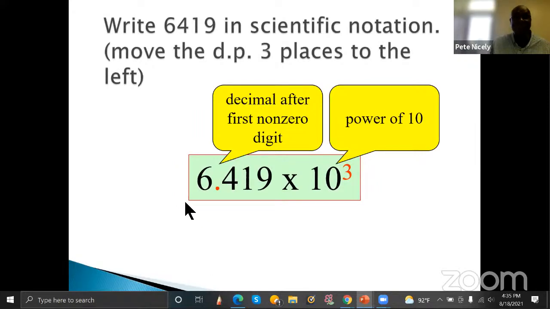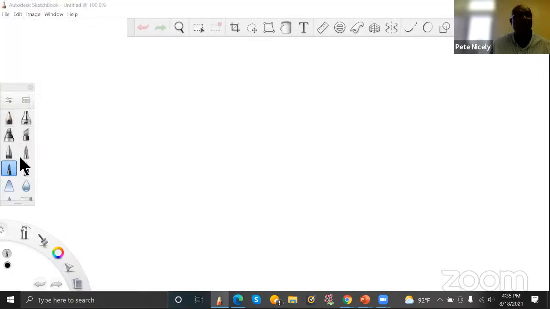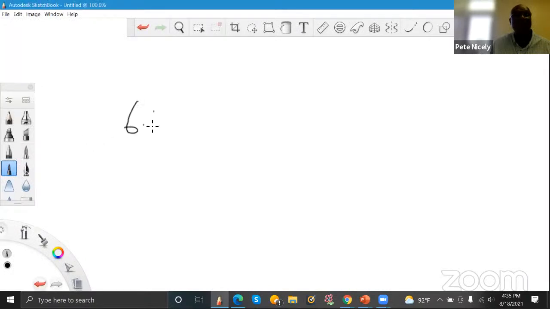So let me just state what I was about to write. This number here, the 6.419, this is called the coefficient. So you may want to make a note of that because I'm not able to write. You know what? Let me see if this would work. 6.419. Let me do it this way, all right? Times 10 to the 3.